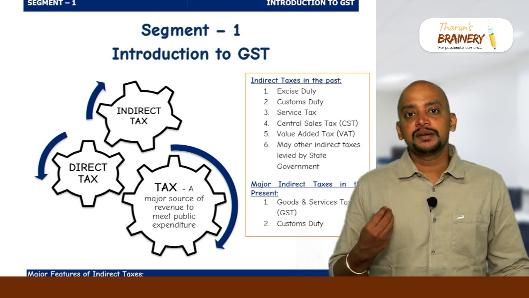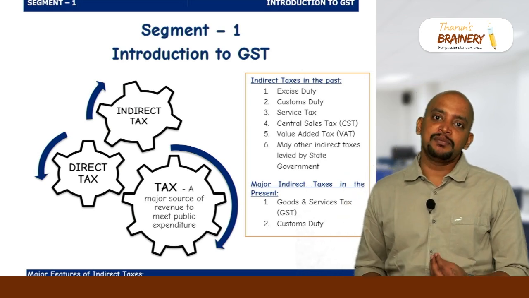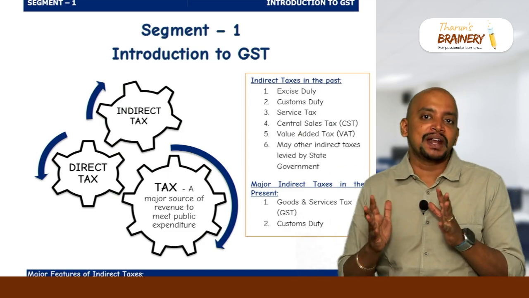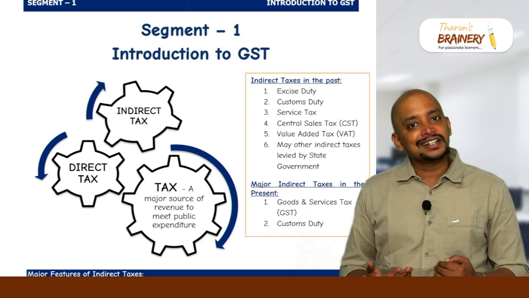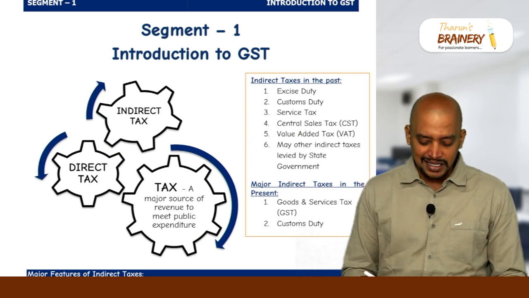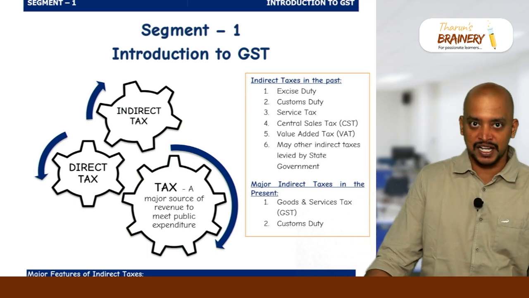Of course, some governments are also engaged in giving freebies to the people and making them lazy. That is also there. But these are all basically public expenditure. For the public expenditure, some revenue should be generated by the government. So what is the major source of revenue to the government? That is tax. Tax is a major source of revenue to meet public expenditure.